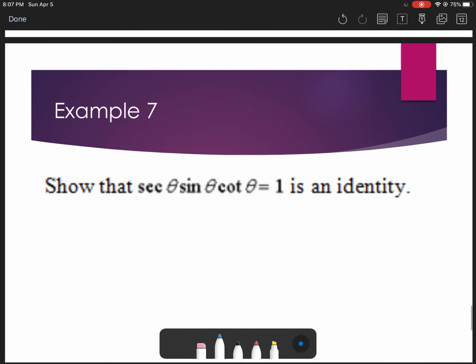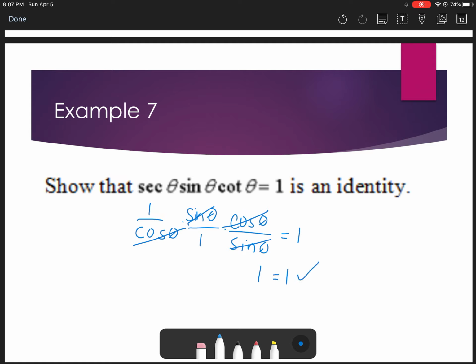All right, number 7. Show that secant of theta times sine of theta times cotangent of theta is equal to 1, and show that it is an identity. Okay, so if you take secant and write it as 1 over cosine of theta times sine of theta over 1 times cosine theta over sine theta. Okay, so watch when we cancel this all out. It's going to equal 1. And there you have it.